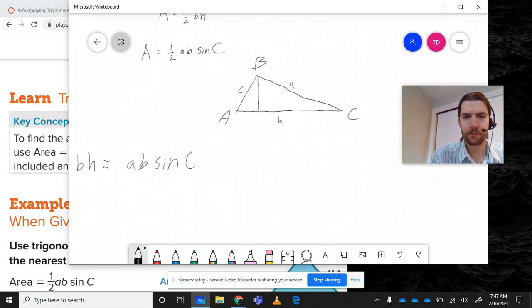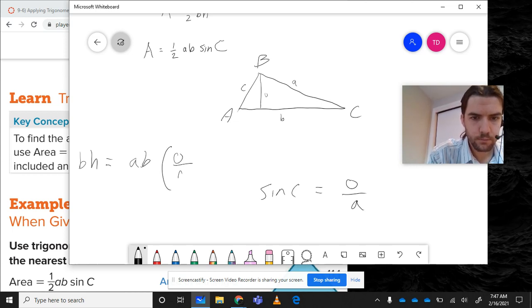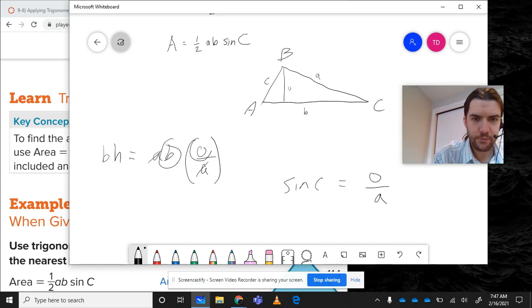So the opposite would be this guy right here, and the hypotenuse would be A. So the sine of C should be the opposite side over A. Okay, so we can maybe put that in over here, opposite over A. Okay, so if we have that, then what we're going to get is we're going to cancel out our A's. We're going to have the base times the opposite side.